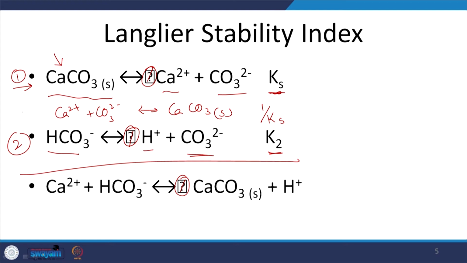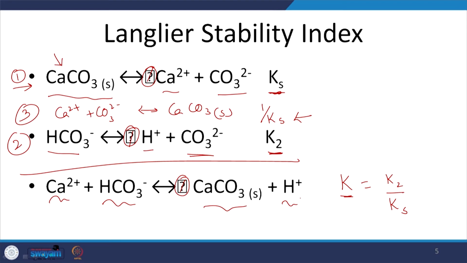And then if I add this new reaction 3 and 2, what will I get? CO3 2 minus and CO3 2 minus, I can cancel them out. It looks as if Ca2 plus plus HCO3 minus goes to CaCO3 solid plus H plus. So what is the equilibrium constant for this one, right? The K for the third reaction is 1 by Ks, and so the K for this composite reaction turns out to be K2 by Ks. Let's just use this.